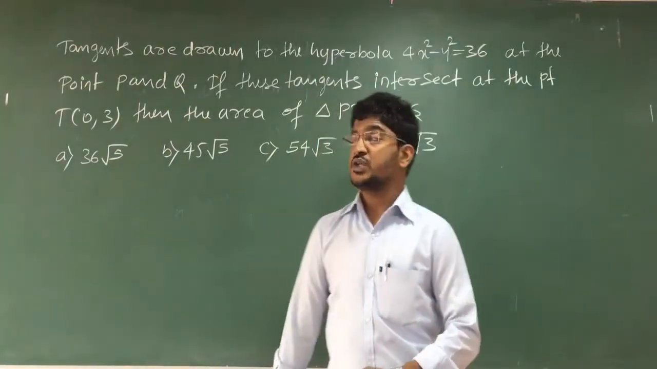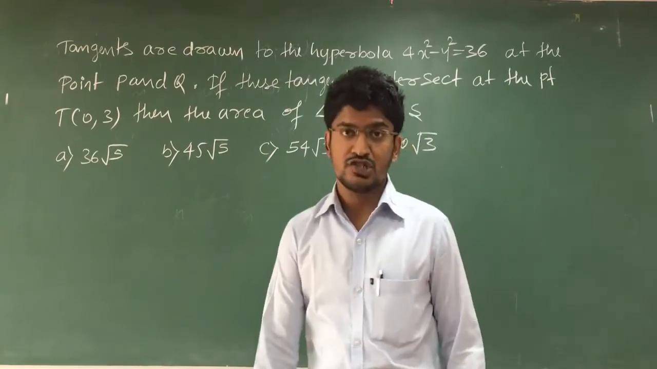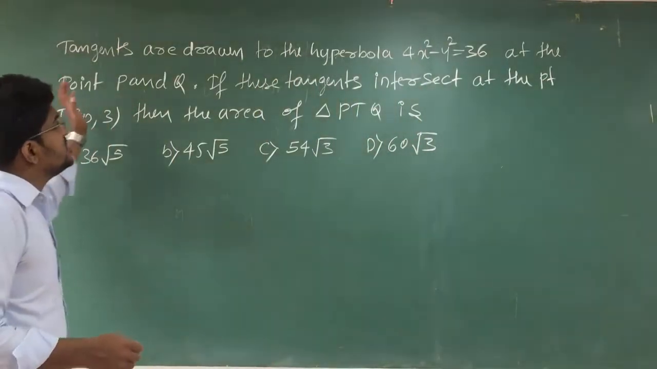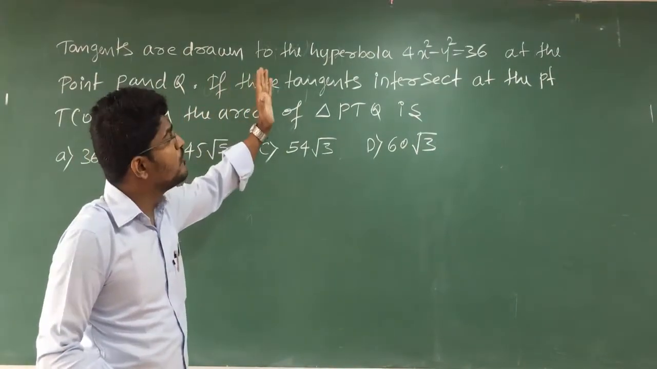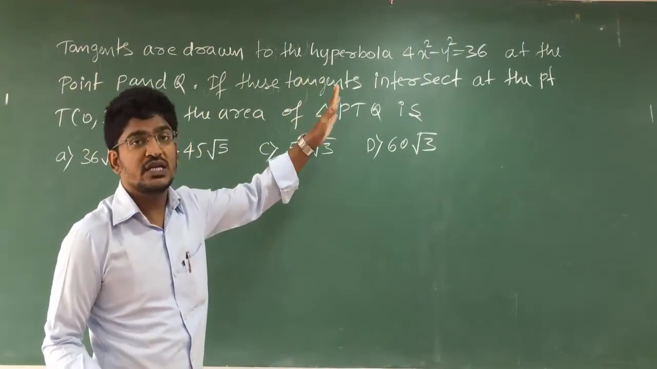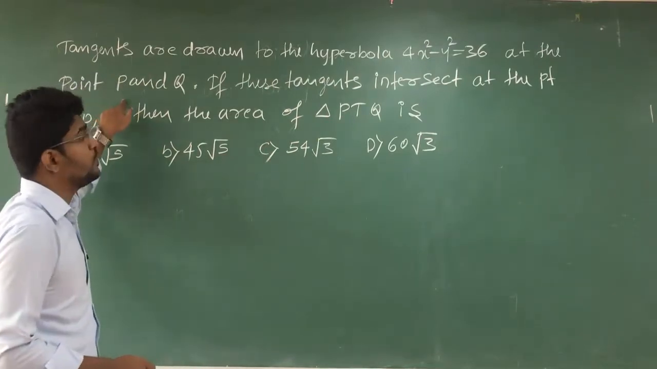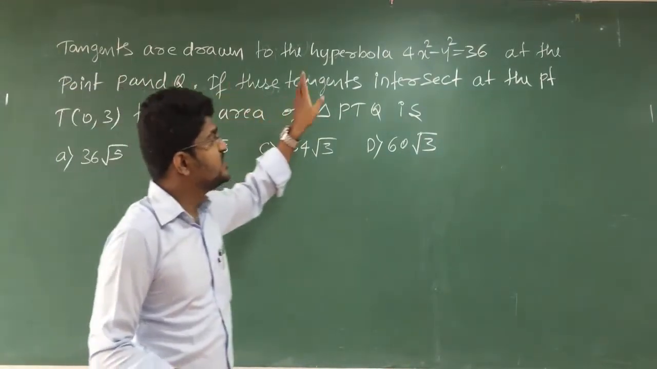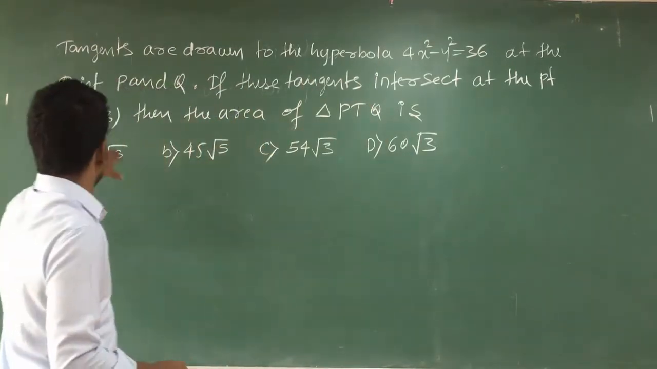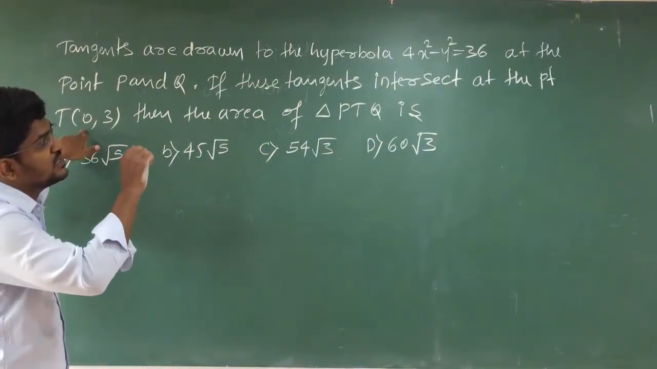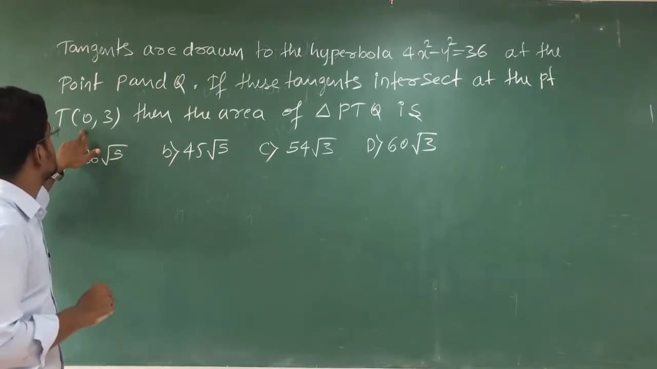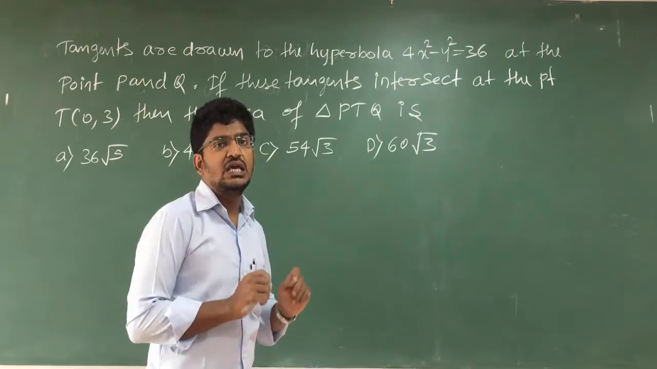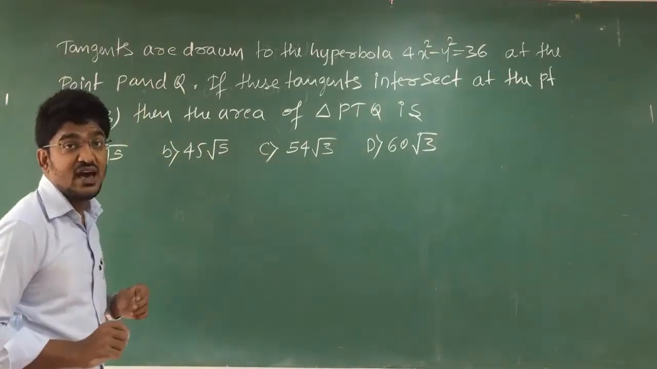Okay students, so now let us move for the next question, that is from your geometry. Clear? So tangents are drawn to the hyperbola 4x square minus y square equal to 36 at the points P and Q. If these tangents intersect at the point T, 0, 3, then the area of triangle PTQ is what they are asking.